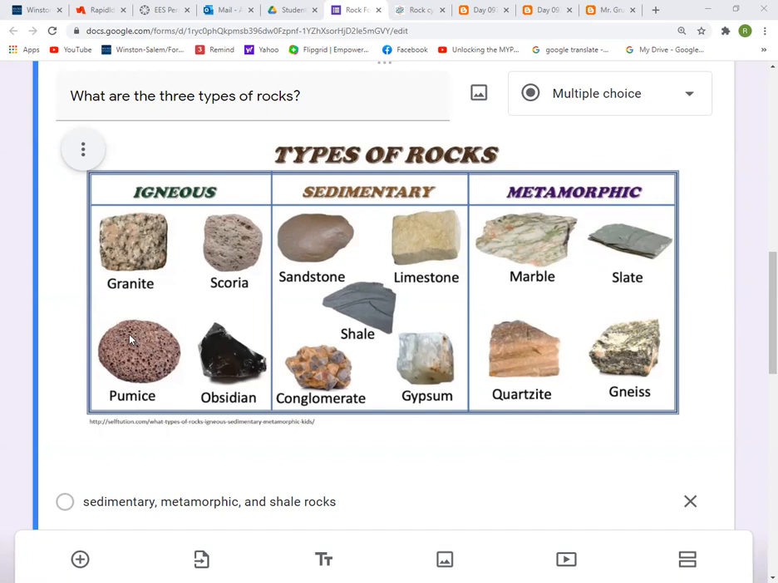rock because it has a lot of pores, which is an evidence that it cooled very fast. Same with the scoria. It also has a lot of pores, which is also an evidence that it cooled very fast. Another evidence that these two are extrusive igneous rock is that you can barely see their crystals, like this one and this one.